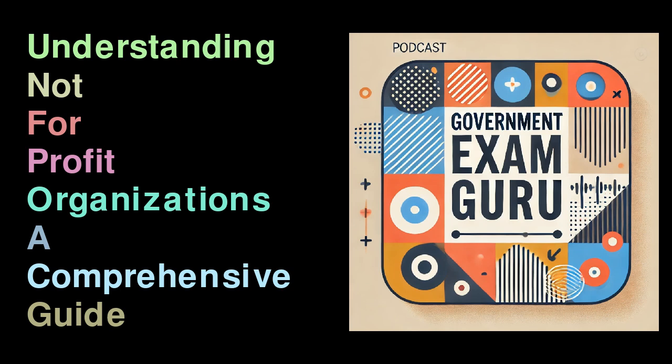Compliance and regulatory oversight. Not-for-profits must comply with state regulations applicable to charitable organizations to maintain their tax-exempt status. This includes financial transparency and reporting to the relevant state agency.